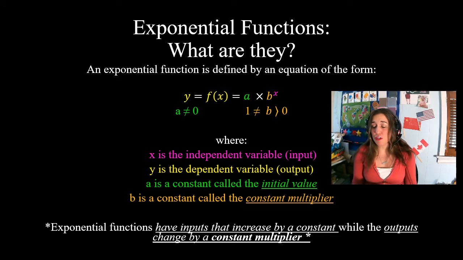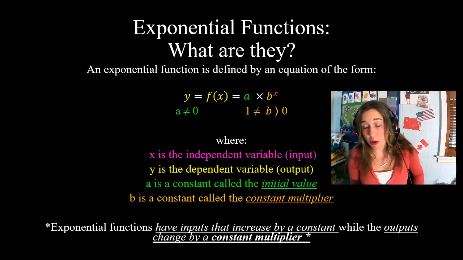Okay, exponential functions. What are they? An exponential function is defined by an equation of the form y, or f of x, equals a times b to the x, right? We know a cannot equal 0 because that would zero our entire equation out. B cannot equal 1, and it also has to be greater than 0, so we cannot have a negative b. That's important. And we also cannot have a b equal to 1 because 1 raised to any power is just 1. So that would be the graph of a line at y equals a.